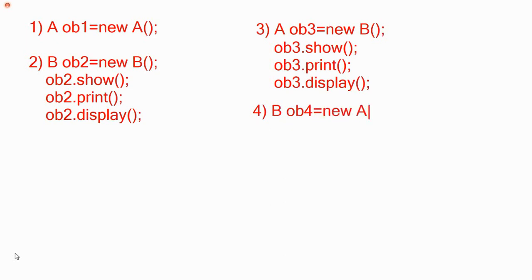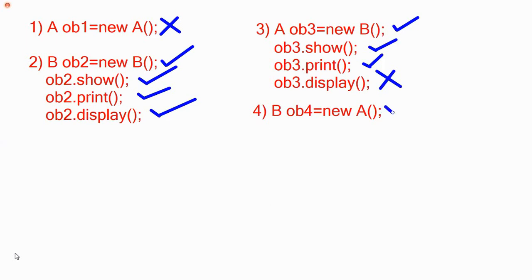B OB4 equal to new A. Not valid. Why is it not valid? A is an abstract class. We cannot create an object. Even if it were a concrete class, it is also not valid because of downcasting. Here, the first one is not valid, the second one is valid. With this, you can call all members. With this, only A members you can call.